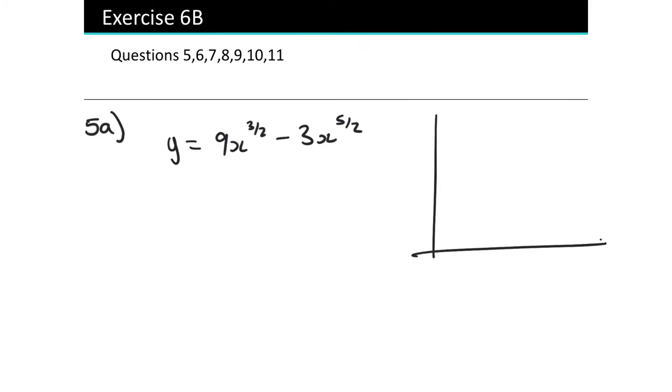Okay, so question 5, part A. Where is the question? On my phone. Okay, let's see the question. So question 5, part A, says the diagram shows a sketch. We have y equals 9x to the power of 3 over 2 minus 3x to the power of 5 over 2. The region is bounded. Find the coordinates of A. Okay, now clearly from this sketch, it's basic.